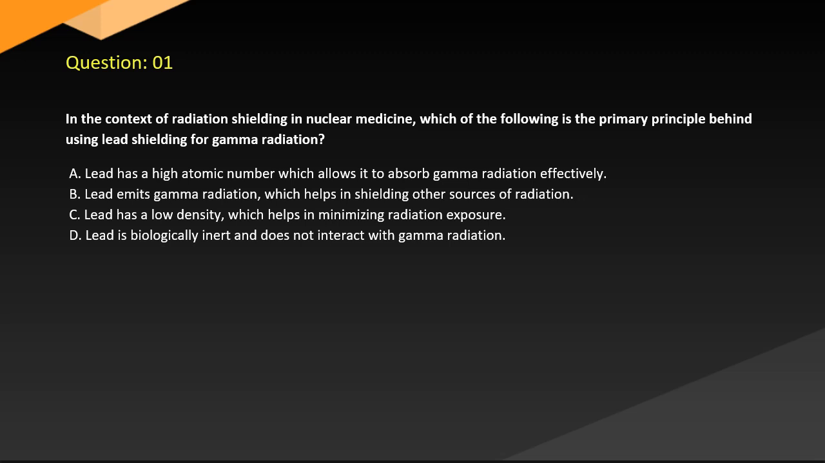Question 1. In the context of radiation shielding in nuclear medicine, which of the following is the primary principle behind using lead shielding for gamma radiation? A. Lead has a high atomic number which allows it to absorb gamma radiation effectively. B. Lead emits gamma radiation, which helps in shielding other sources of radiation. C. Lead has a low density, which helps in minimizing radiation exposure. D. Lead is biologically inert and does not interact with gamma radiation.